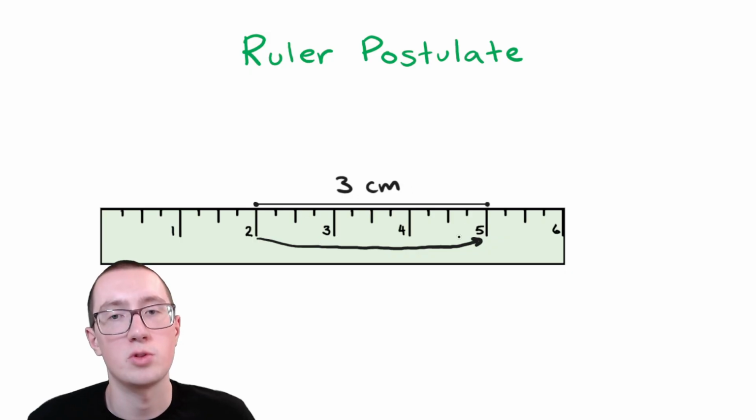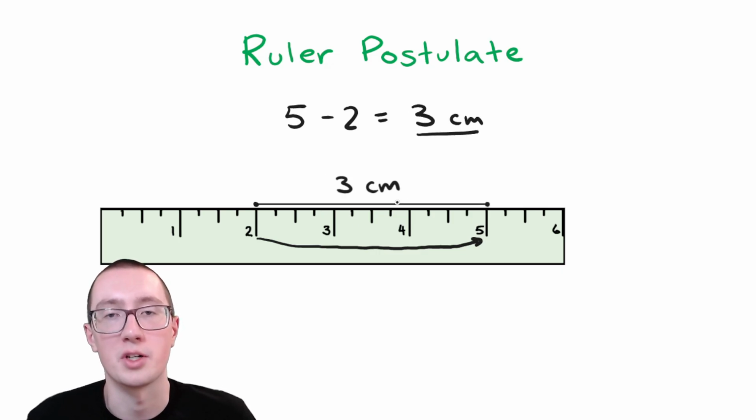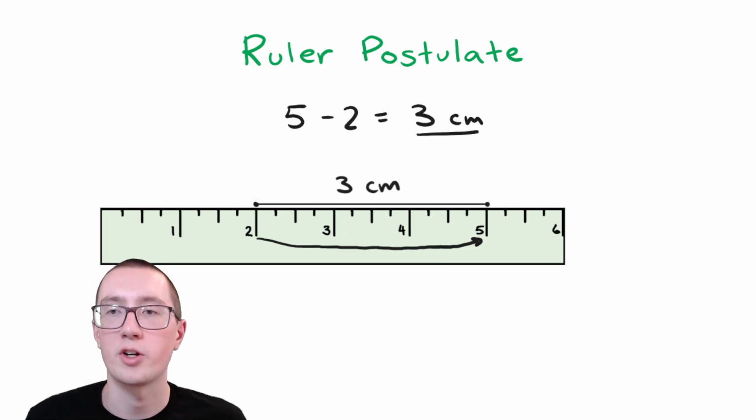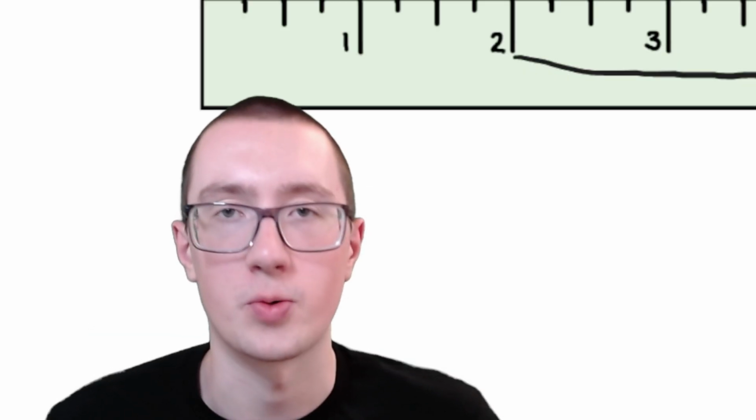So to find the distance between 2 and 5, we just need to do 5 minus 2. And 5 minus 2 is 3. So the line is 3 centimeters, which we already found. But the ruler postulate can actually be used in cases where you don't have a ruler. Let me show you how that works in a graphing problem.